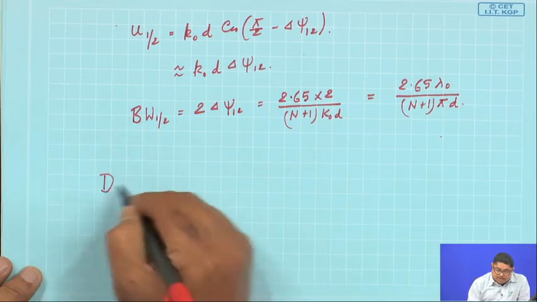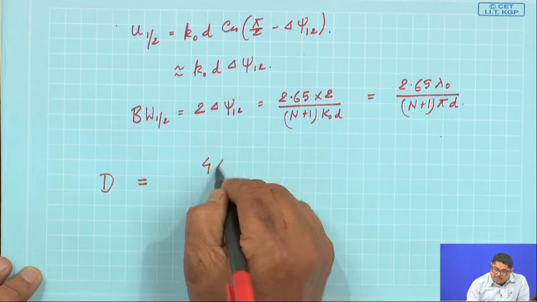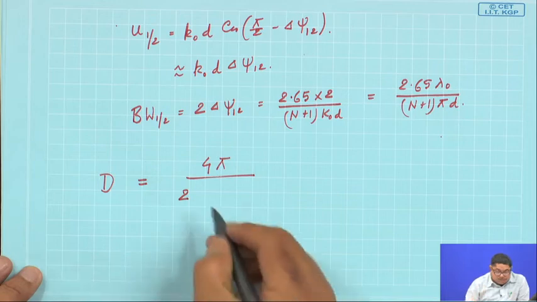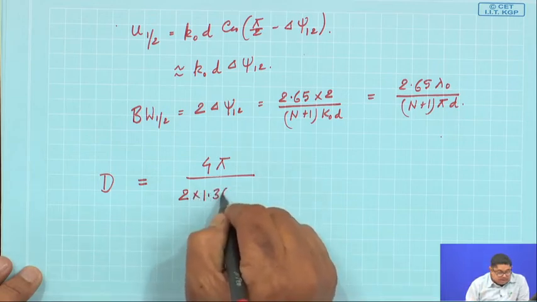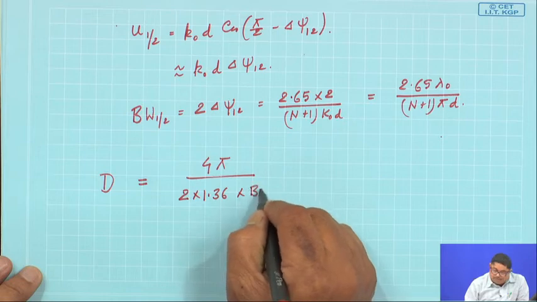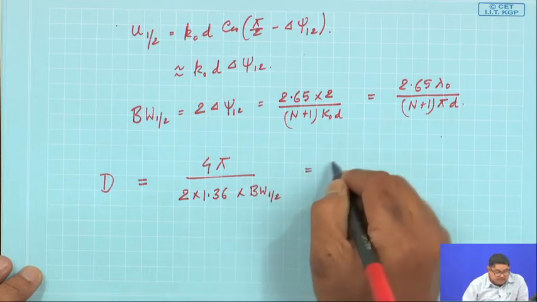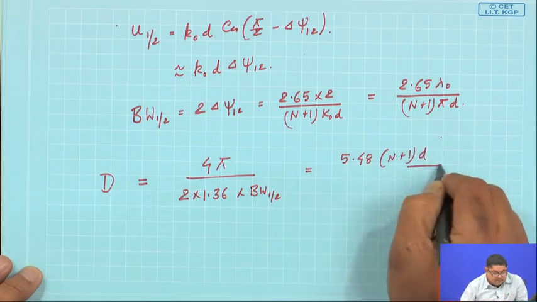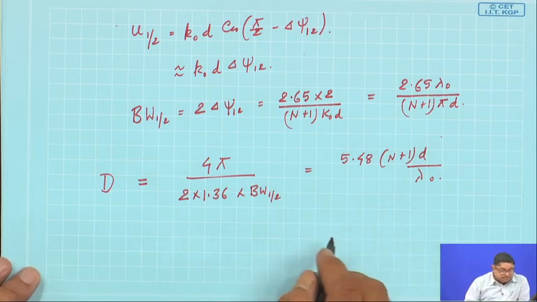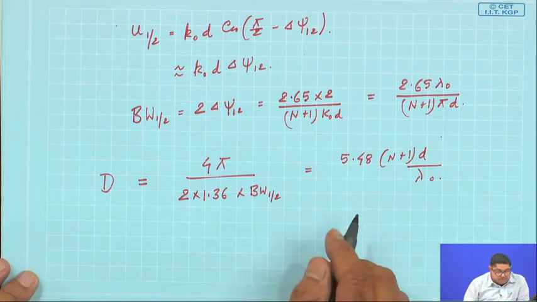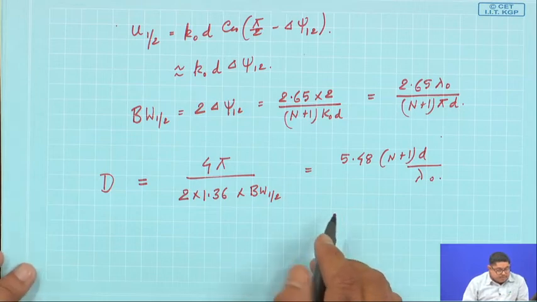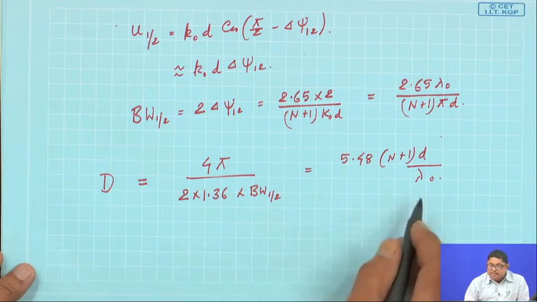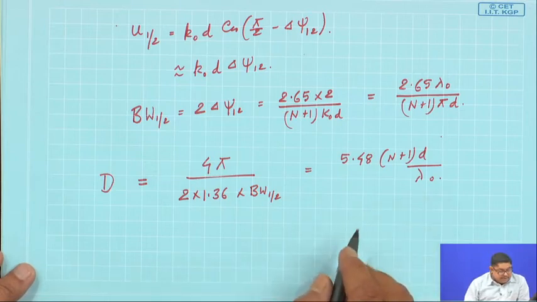So, we can put it into the directivity, that will be 4 pi by 2 into 1.36 into beam width half, and that will be 5.48 (n plus 1) d by lambda naught. Okay. So, this is the expression of directivity for a uniform broadside array.